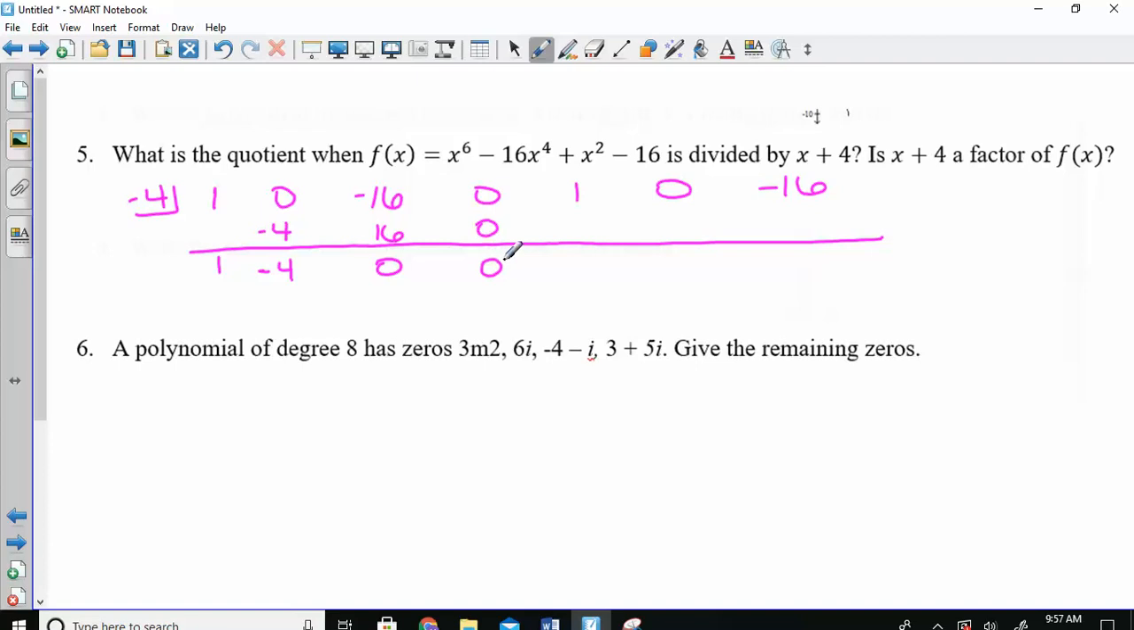0 times negative 4 is 0. 0 plus 0 is 0. And 0 times negative 4 is 0. Plus 1 is 1. 1 times negative 4 is negative 4. And that gives me a 16.